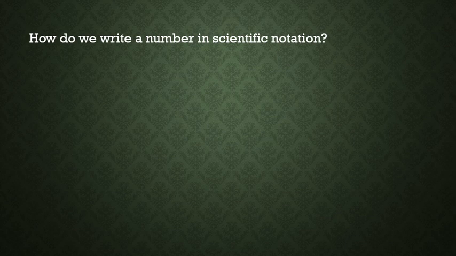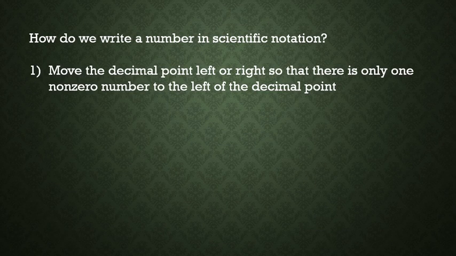So here's where we get into some actual problems. How do we take a number and turn it into its equivalent in scientific notation? The first thing you're going to do is take the decimal point and move it left or right within your number so that there is only one non-zero number to the left of your decimal point.